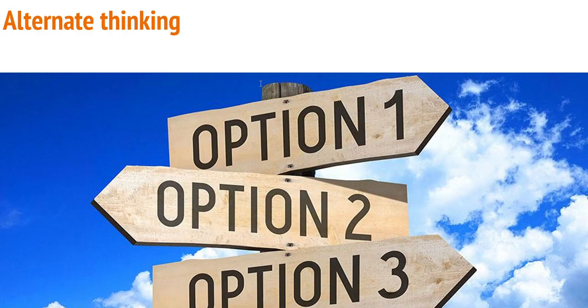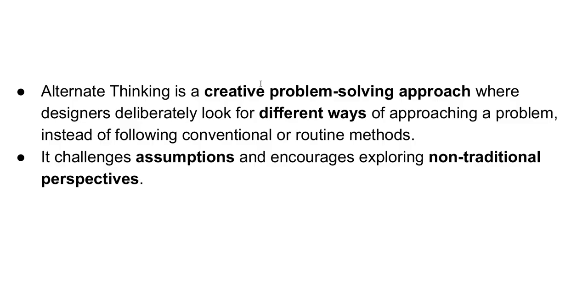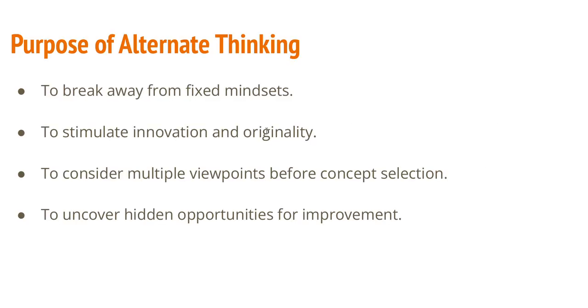Alternative thinking: option 1, option 2 and option 3, different options for alternative thinking. Alternative thinking is a creative problem solving approach where the designer deliberately looks for different ways of approaching a problem instead of following conventional or routine methods. It changes assumptions and encourages exploring non-traditional perspectives.